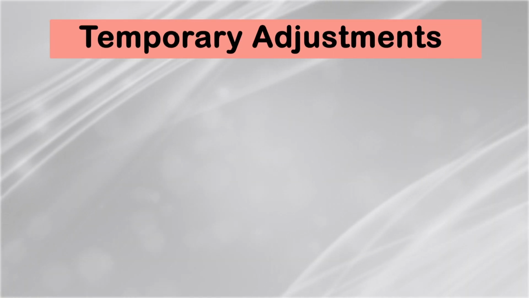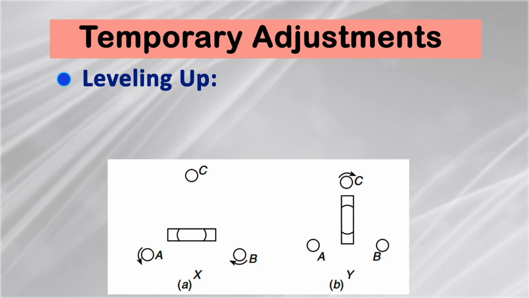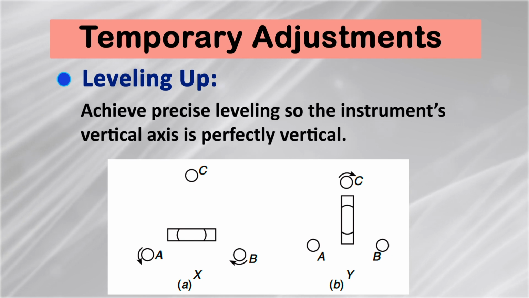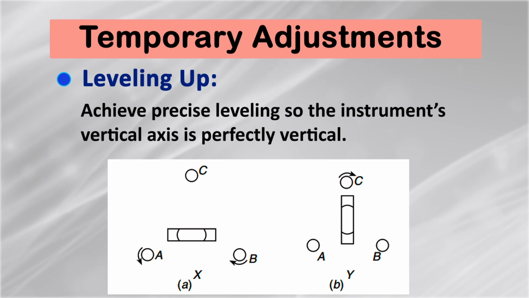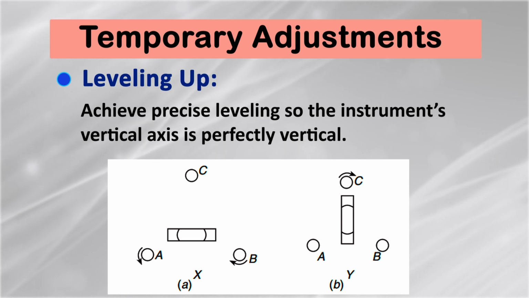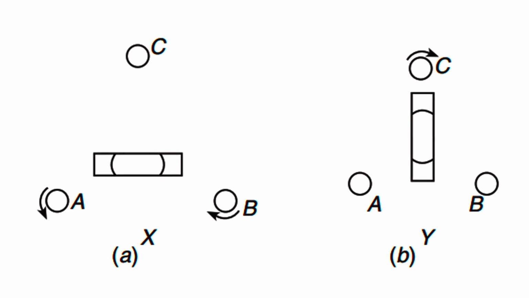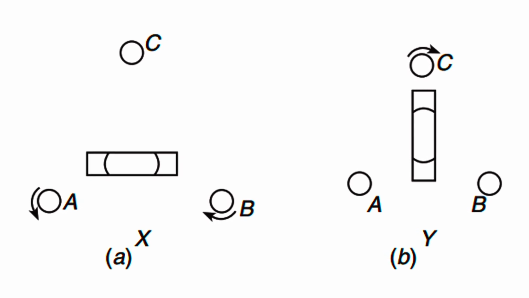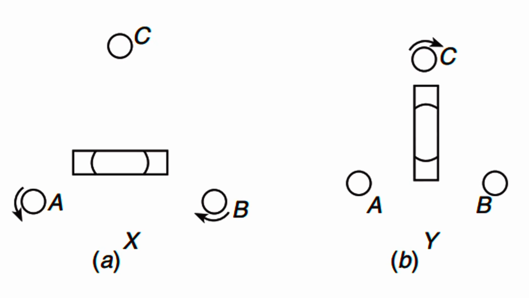Next is leveling up. That first one was setting up the level and the next step is leveling up, whose objective is to achieve precise leveling, so the instrument vertical axis is perfectly vertical. It includes the method of three screw head, in which firstly we have to loosen the clamp and align the longitudinal axis of the plate level parallel to a line connecting two of the leveling screws, example A and B as shown in the diagram.